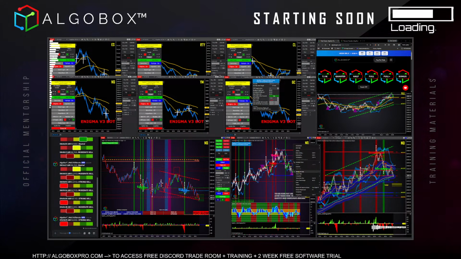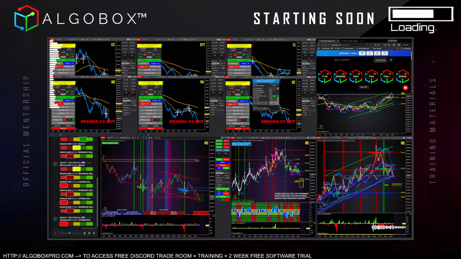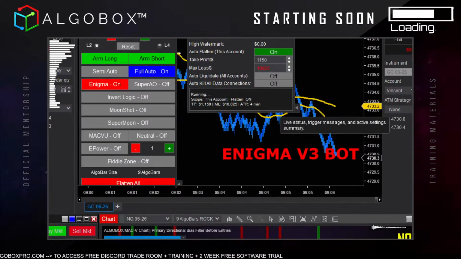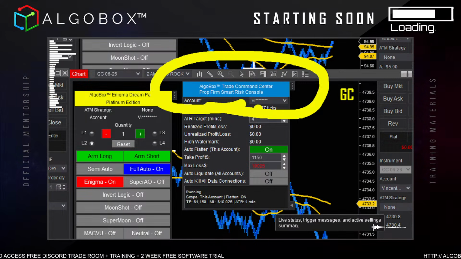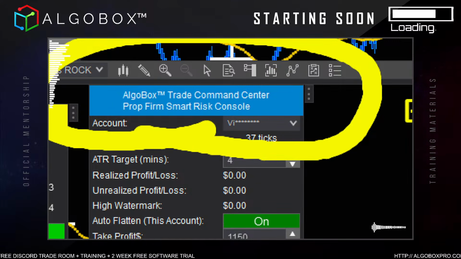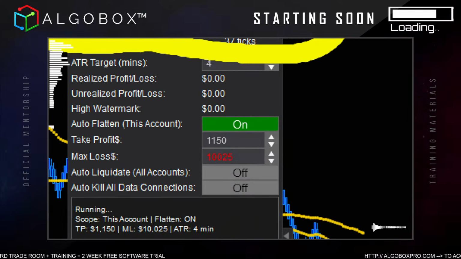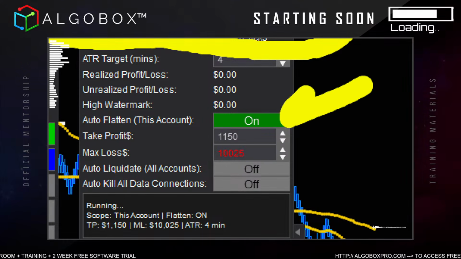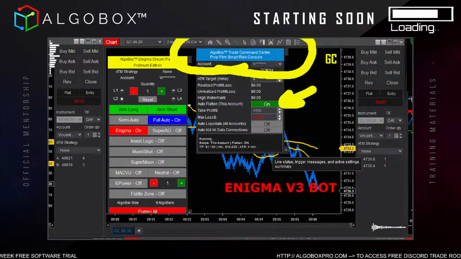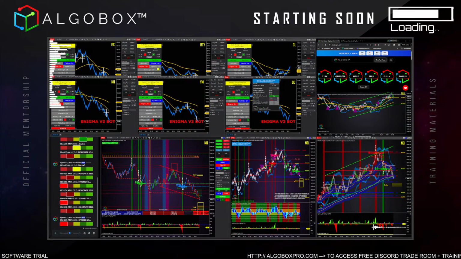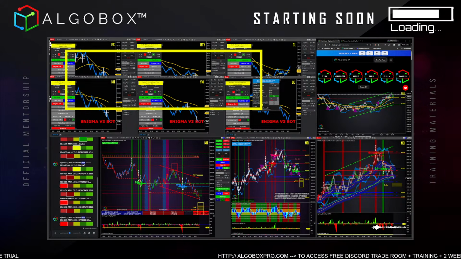Sorry about that. I had this set to always on top for this chart there as we were zoomed in. And of course I am using the Trade Command Center Prop Firm Smart Risk Console inside of ALGO Box, and I've got it set to 1150 here for the morning for the top side bots. Again, I kind of treat these like my employees up here.